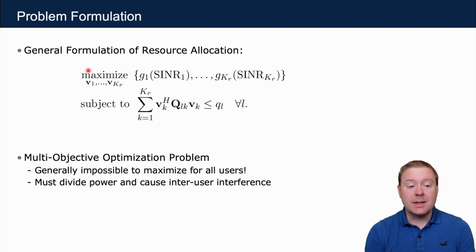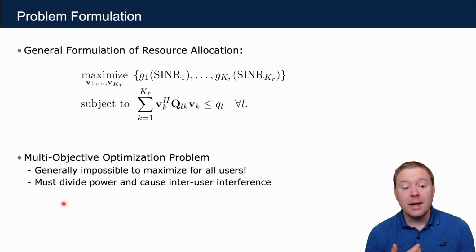So we would like to maximize the performance of user 1, g_1 of SINR_1, and the performance of user 2, and so on up to user K_r. And we would like to do it by selecting our beamforming vectors subject to our L power constraints. And since we now have not one metric, but K_r different metrics, this is a multi-objective optimization problem, which is generally impossible to solve in the sense of maximizing the performance for everyone at the same time. We must make decisions on how to divide the power and how to cause interference between the users, and in that way limit other users' performance.